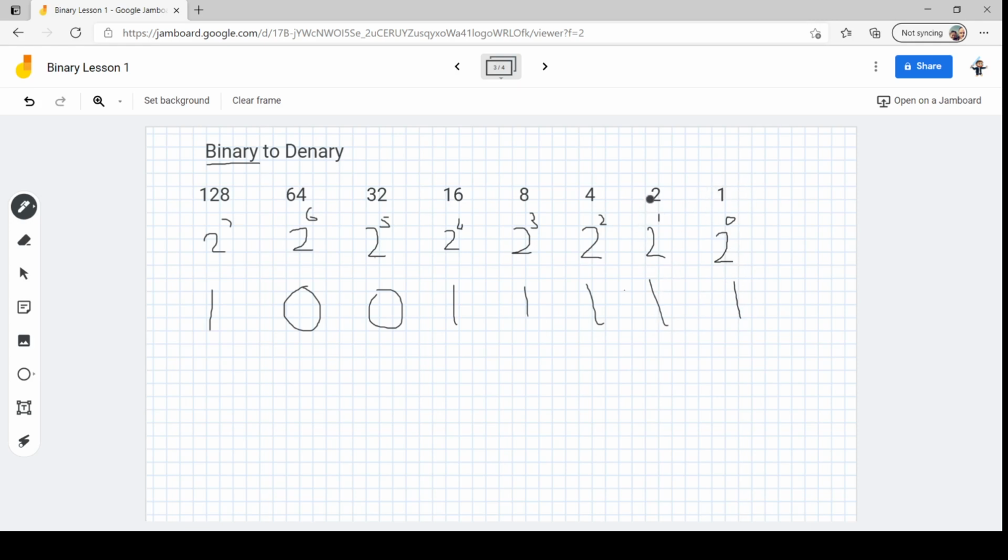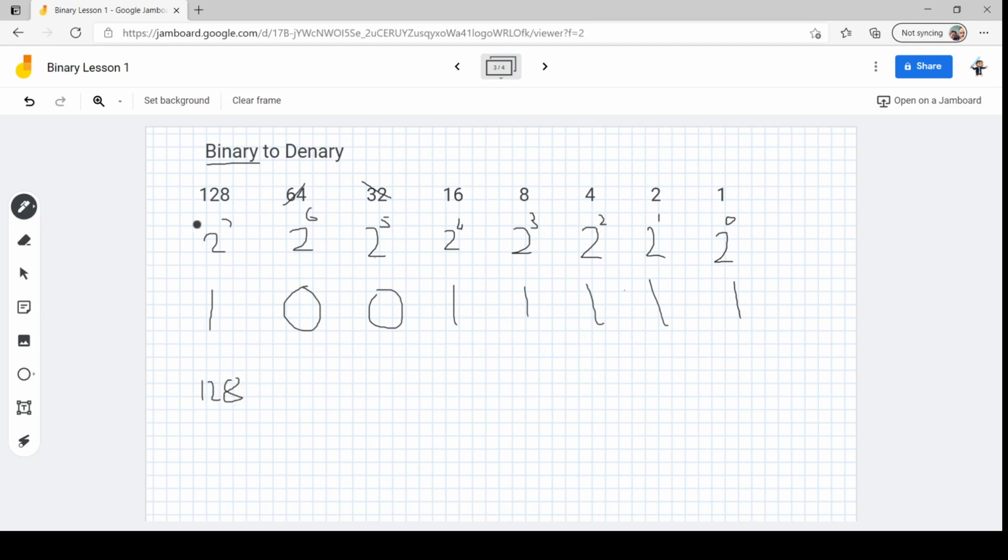The 1 is underneath 2, so the 2 has been activated. 1 is underneath the 4, so the 4 has been activated, okay? But there is a 0 under 32, and a 0 under 64. So for our binary to denary conversion, we can just ignore the numbers 64 and 32 because we're not going to use them because there's a 0 underneath them. Okay, so to convert a binary number to a denary number, okay, all you have to do is add together all the numbers that have a 1 underneath them.